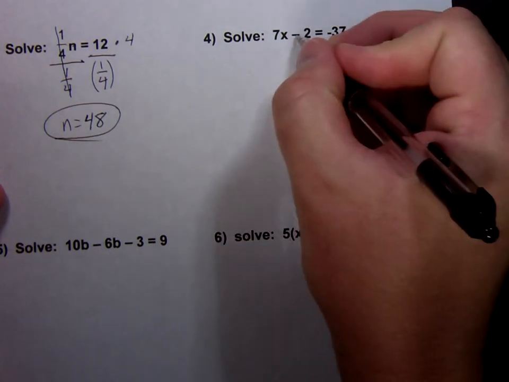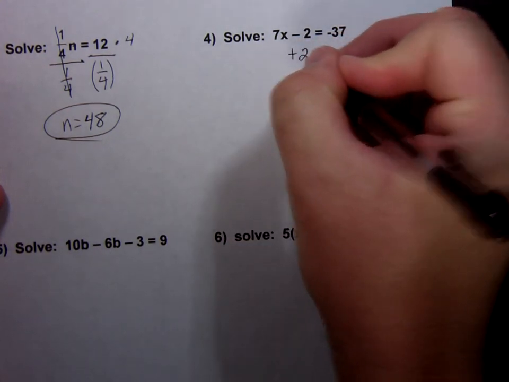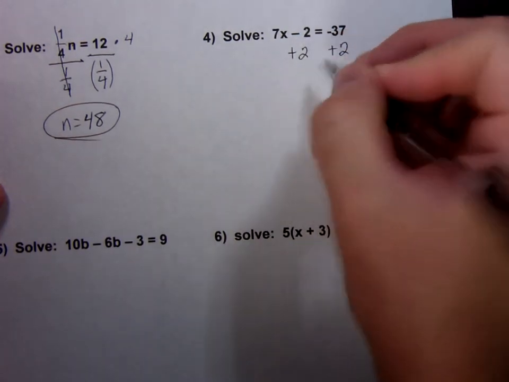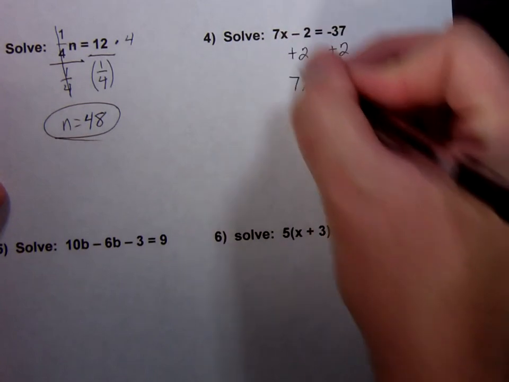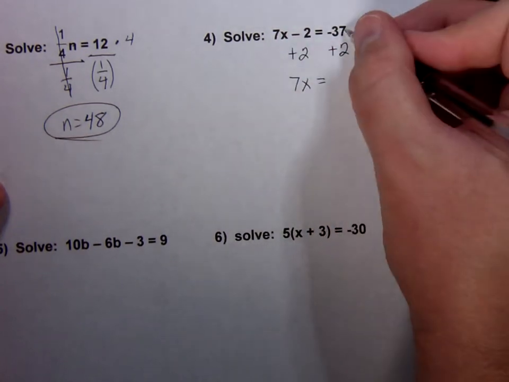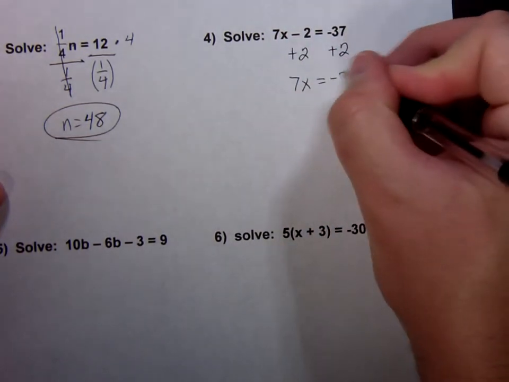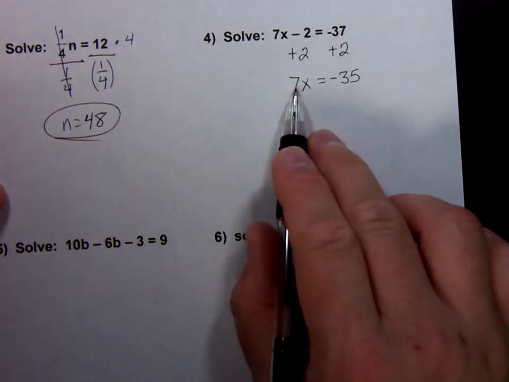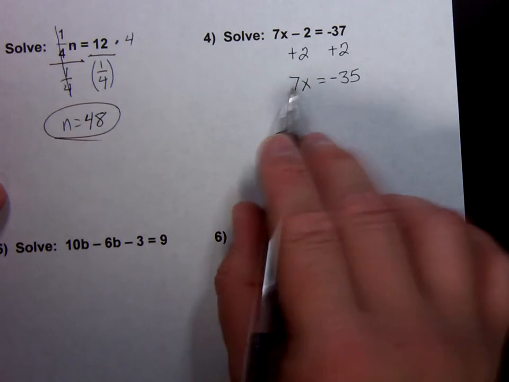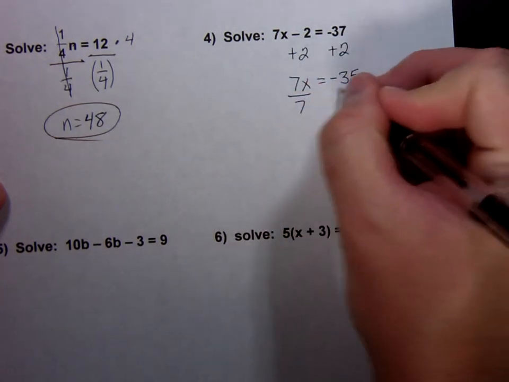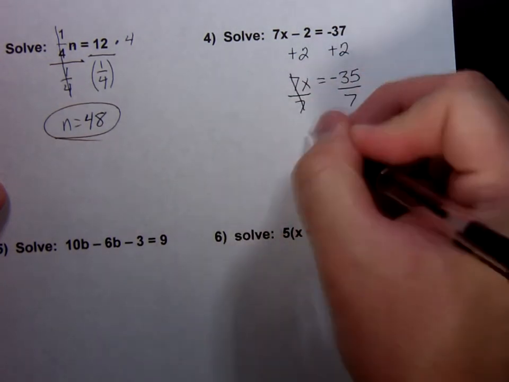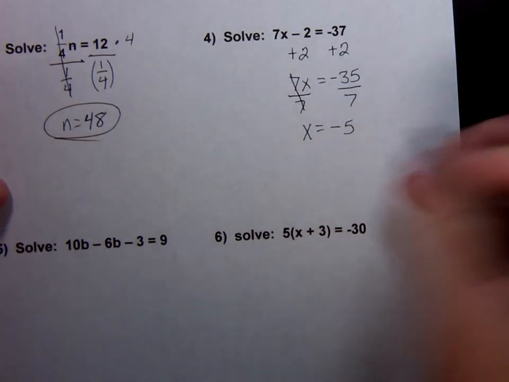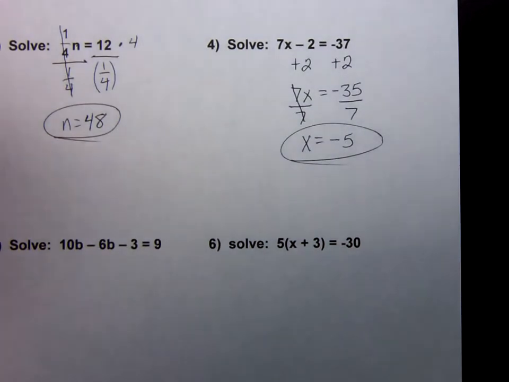2 is being subtracted from x, so we do the opposite operation and we add 2. Negative 2 plus 2 is 0. That's gone, so all we have left is the 7x. And then negative 37 plus 2 is negative 35. Now we want to get rid of this 7. x is being multiplied by 7, so we do the opposite operation and we divide by 7. Anytime you do it on one side, do it on the other side. Negative 35 divided by 7 is negative 5. There's the solution.